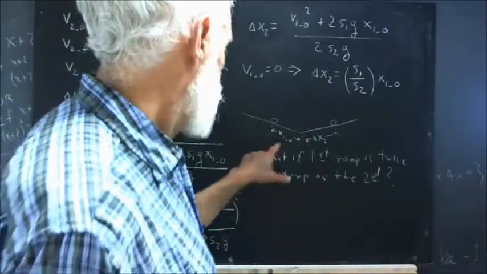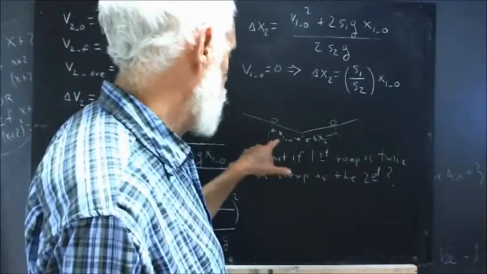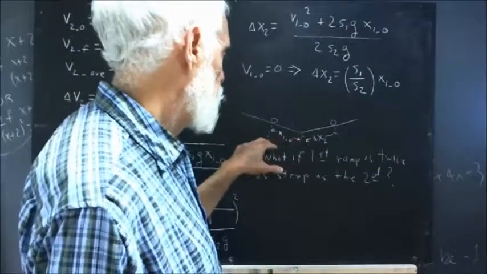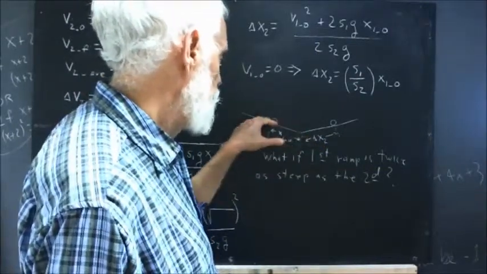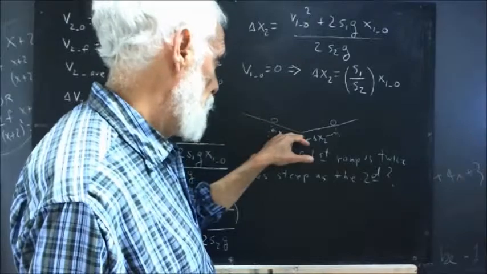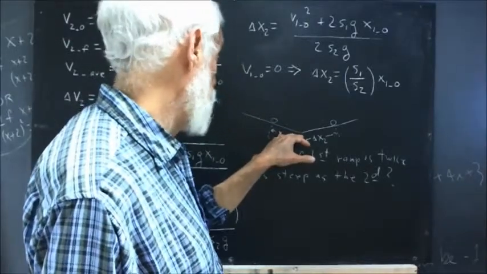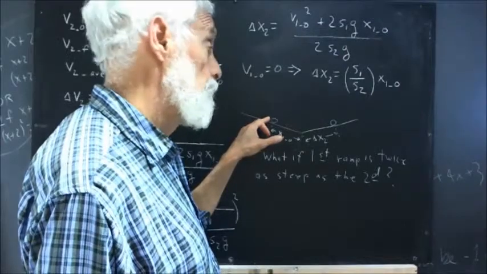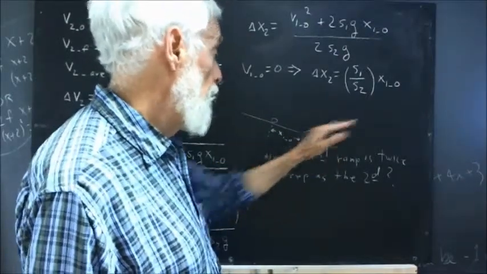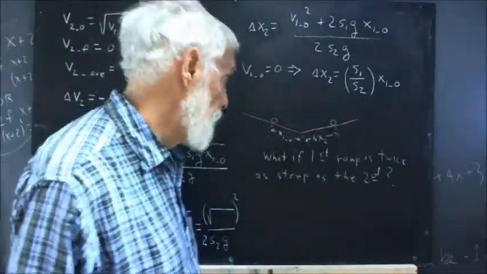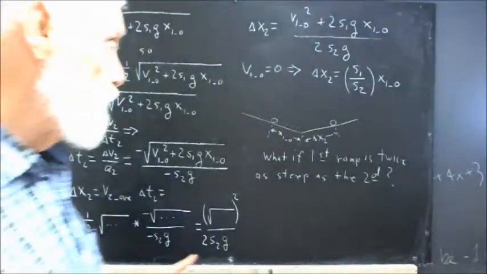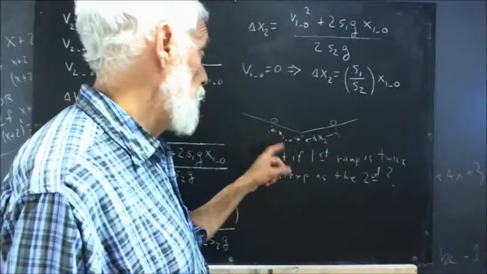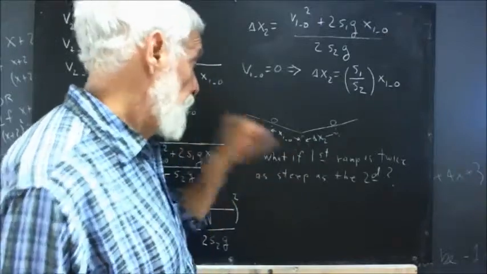Here's a diagram, here are the two ramps. I've labeled x1,0 and delta x2 here. x1,0 being the distance back from the point where the ramps join to the point where the first ball is released. Delta x2 being how far the ball goes up the second ramp. You've already seen that in some cases delta x2 might be greater than x1,0, and in some it might be less.